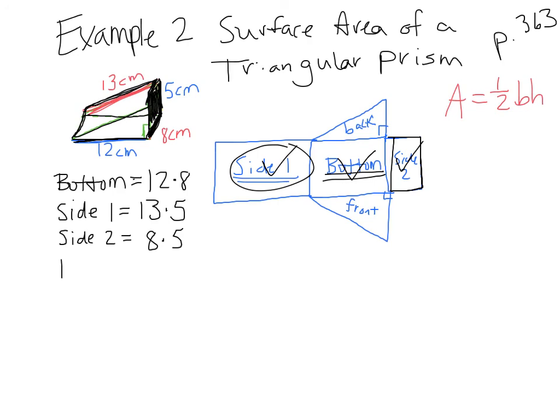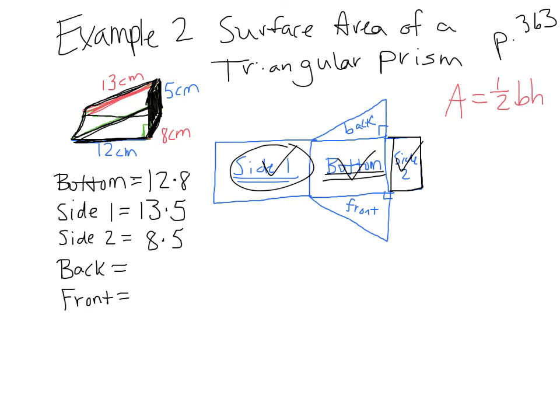Then I have a back, and I have the front. I should have all my pieces to find my surface area. So my back, and these are going to be the exact same. So I've got this triangle right here that I'm representing.